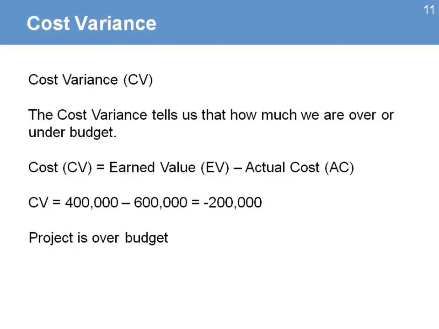The first concept in earned value we're going to use is called cost variance. Cost variance tells us how much we are over or under budget. The formula is earned value minus actual cost. Using the numbers from our example, 400 minus 600 is negative 200. This tells us the project is over budget. That is telling us that we are now producing less value at a higher cost. And if we continue like that, we're going to practically run out of money before we bring all the value into the project.